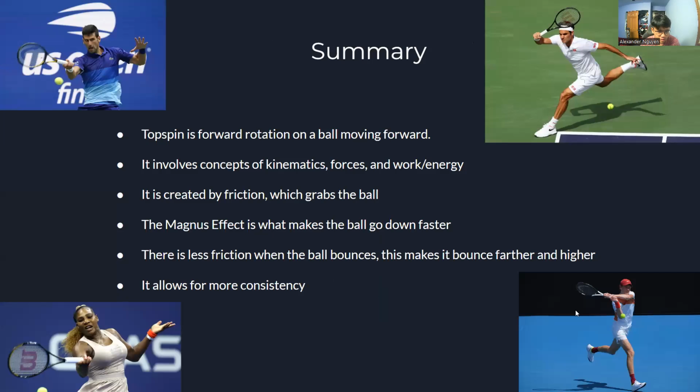The summary: topspin is forward rotation on a ball that goes forward. It involves concepts of kinematics, force, and work-energy, which is why it's relevant to our class. It is created by friction, which grabs the ball. In fact, people have been creating strings and rackets that grip the ball more, so it creates more friction and can generate more spin. The Magnus effect is also what's pulling the ball down more, as well as gravity. There's less friction when the ball bounces. This makes it bounce farther and higher, like we said, I already covered that.